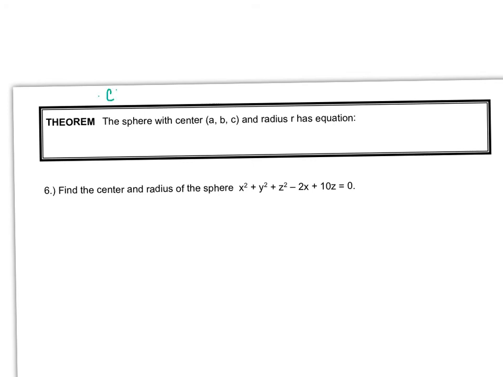So a circle equation is (x − h)² + (y − k)² = r². This is where you've got center (h, k) and a radius of r. Now we're talking about a sphere with a center of (a, b, c) and a radius of r. So we still talk about radius. It's the distance from the center of the sphere to the outside of the sphere.